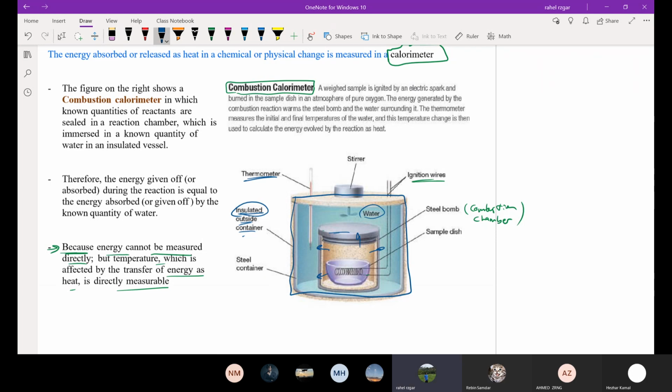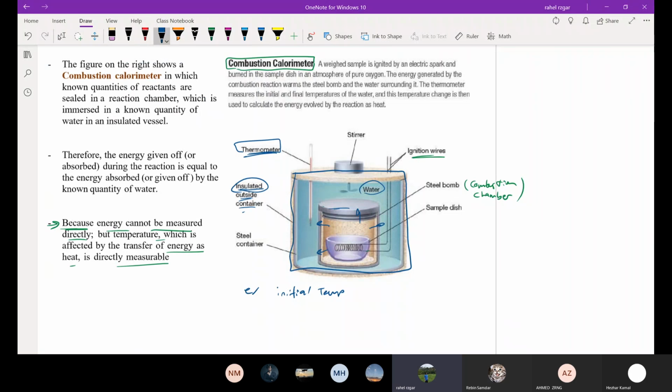So before the reaction starts, we have a thermometer. Let's say the thermometer reads the initial temperature of the water, let's say, is 25 Celsius. Let's say it's 25 Celsius.